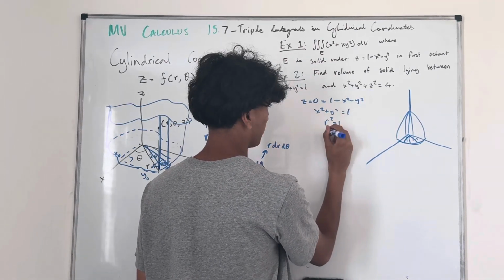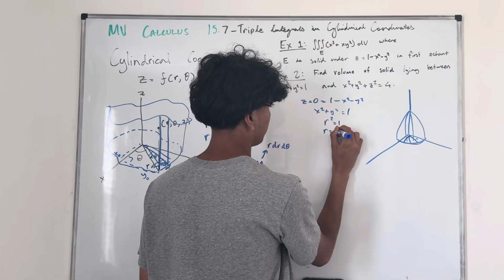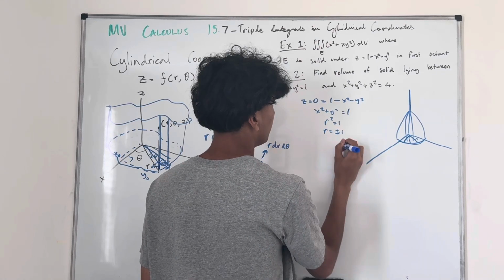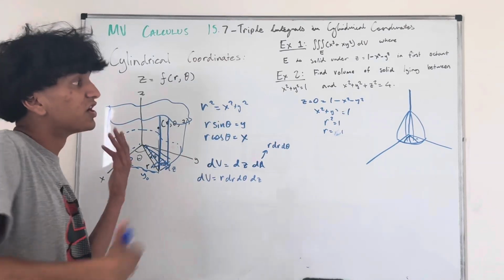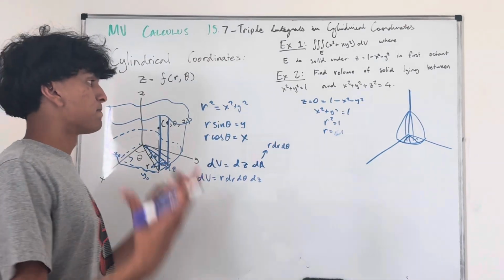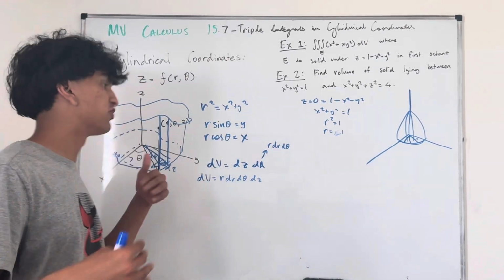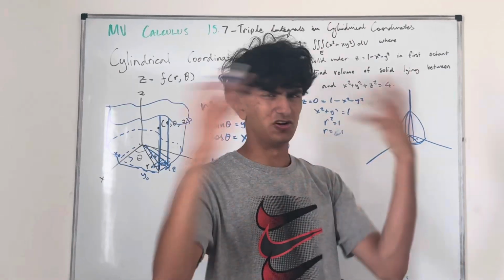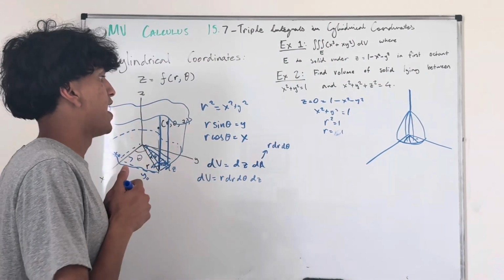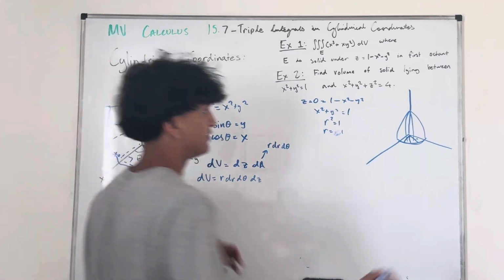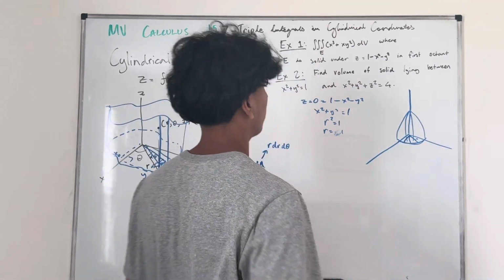R squared is equal to 1, which means r is equal to plus or minus 1, but we only consider plus, so it's going to be r is equal to 1. We could have negative values of r, but that would just mean r is going backwards, and we don't really need to worry about that. There's no reason to. So we just say r is equal to 1, and this is the region that we're integrating over, r equals 1.